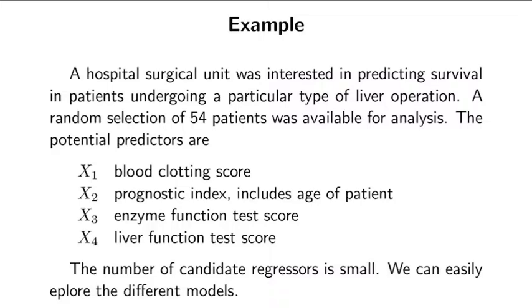So I'm basically going to use an example here. A hospital surgical unit was interested in predicting survival in patients undergoing a particular type of liver operation. A random selection of 54 patients was available for analysis. And of course, the potential predictors are the blood clotting score, which we denote as X1, the prognostic index, which includes the age of patient, the enzyme function test score, and the liver function test score.